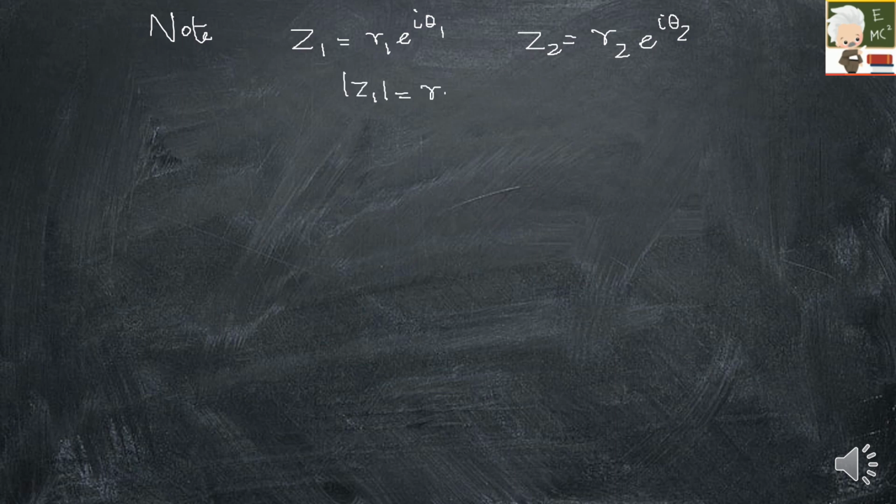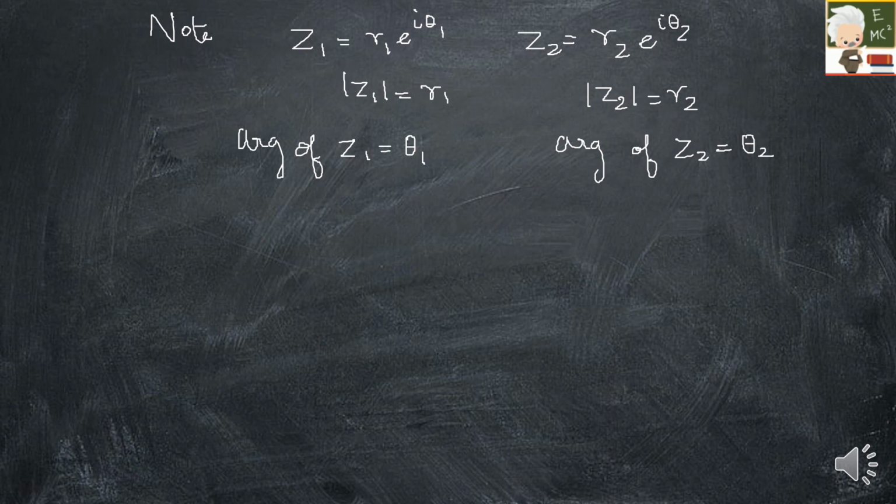We will see a small note for this and discuss a few important points. Before going to the points, what is z1? Z1 in polar form I am representing as r1 e raised to i theta 1, and z2 will be r2 e raised to i theta 2. So here mod of z1 will be equal to r1, and mod of z2 will be equal to r2. And what is the argument of z1? The argument of z1 is nothing but theta 1, and the argument of z2 will be theta 2.